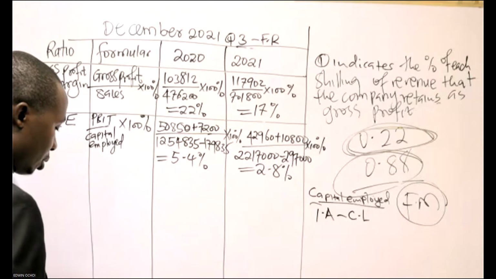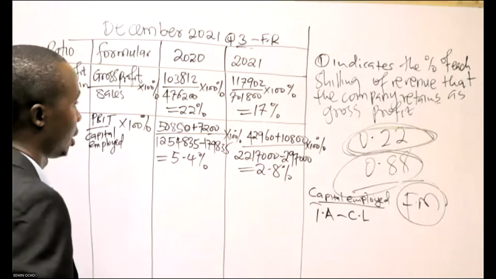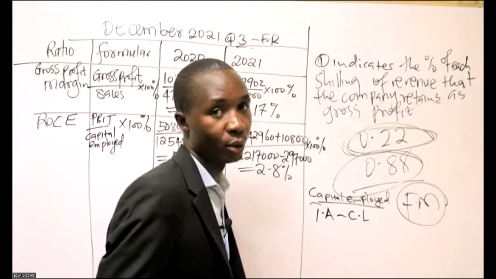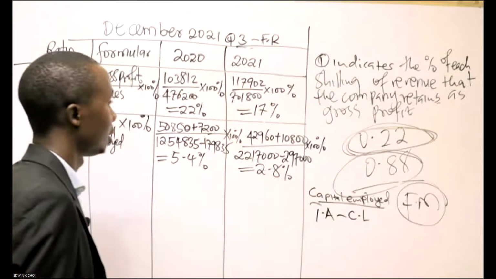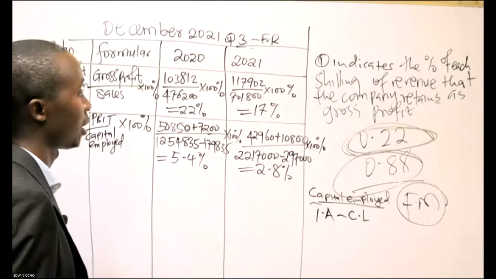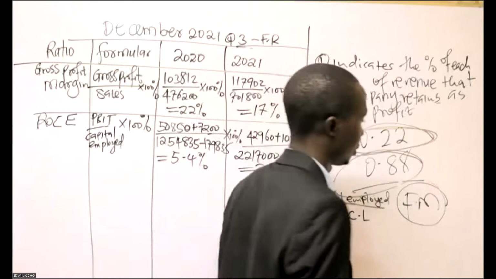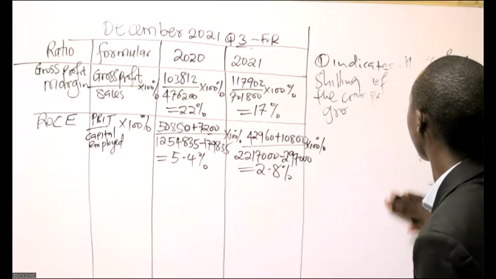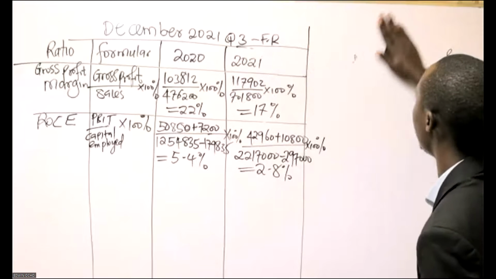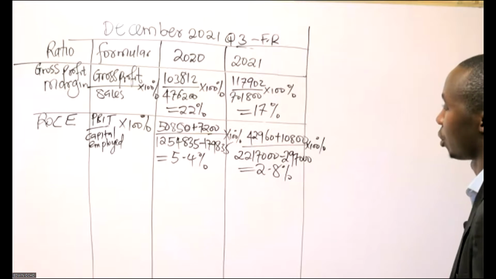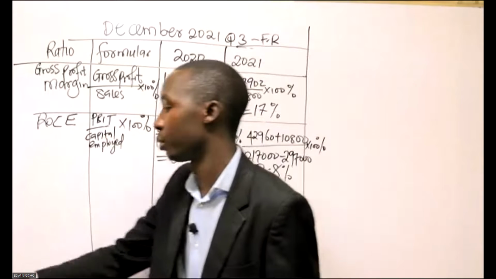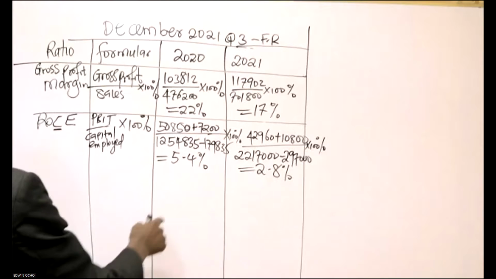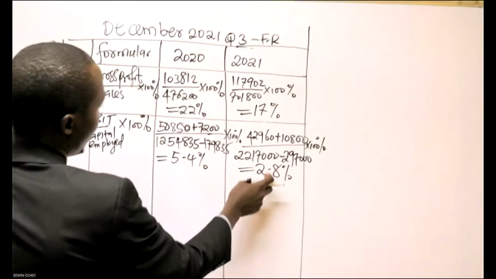A return on the capital. So the return we are getting on what the shareholders pumped into the business. Is this company doing well in terms of the shareholders' value? No. The return on capital employed is reducing from 5.4 to 2.8. So the shareholders' value is not in a better position, because the return on their capital is going down from 5.4 to 2.8.